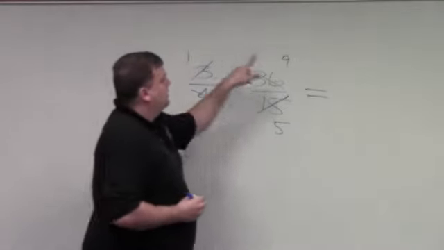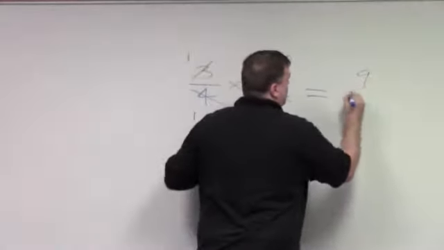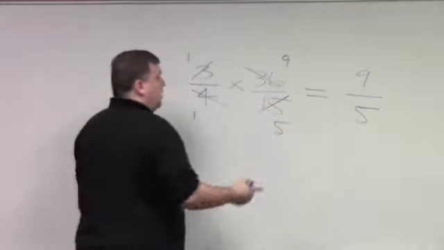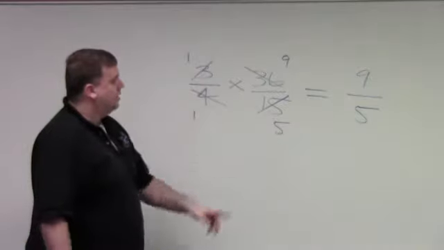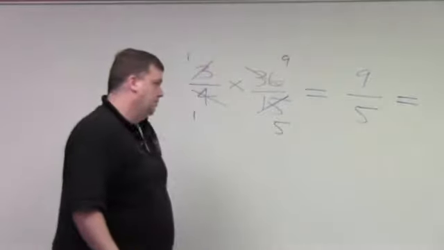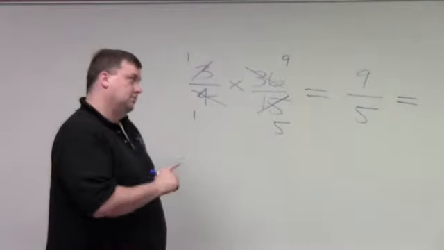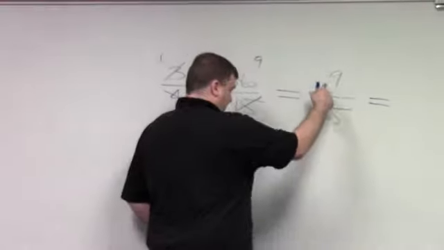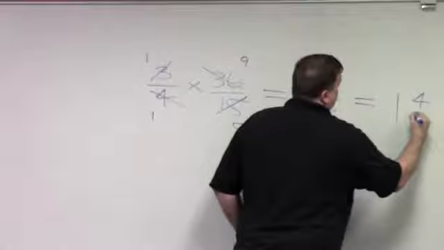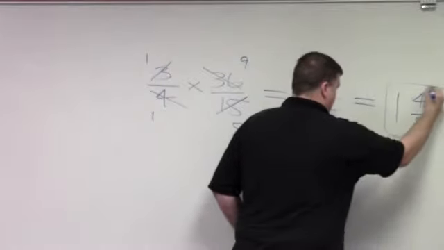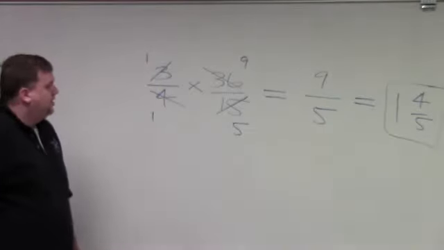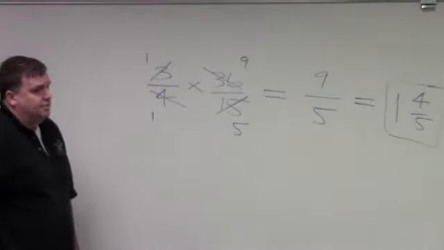Well, that looks like a lot easier multiplication problem, right? Because now I can just go 1 times 9 is 9. 1 times 5 is 5. We always multiply across. We reduce diagonally, but always multiply across. And if I wanted to convert that into a mixed number, 5 goes into 9 one time, one and a remainder of 4 fifths. Keep the same denominator. So, much easier than addition and subtraction.